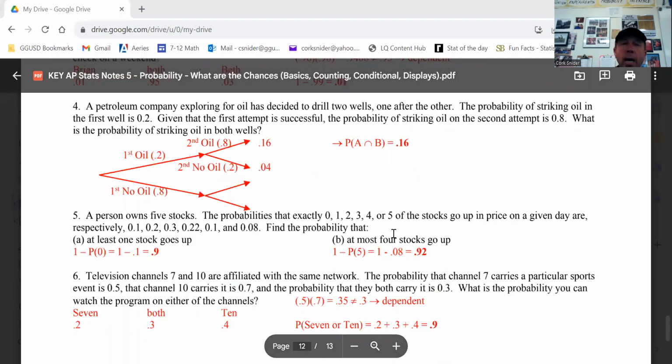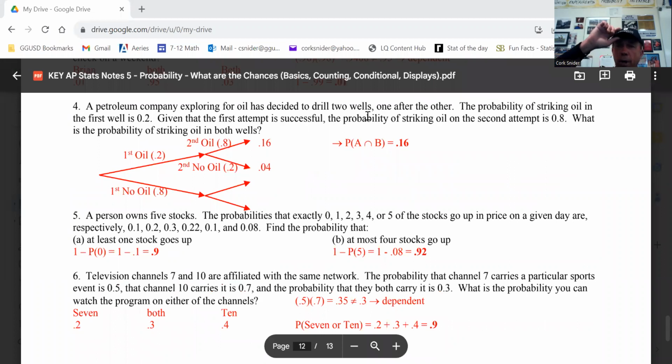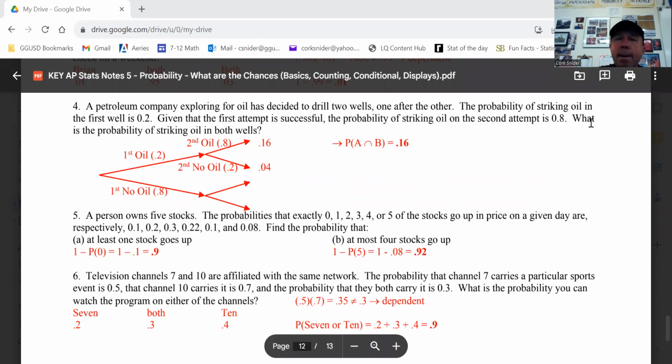A petroleum company exploring for oil has decided to drill 2 wells, one after another. The probability of striking oil in the first well is 20%. Given that the first attempt is successful, the probability of striking oil in the second is 80%. What is the probability of striking oil in both wells?